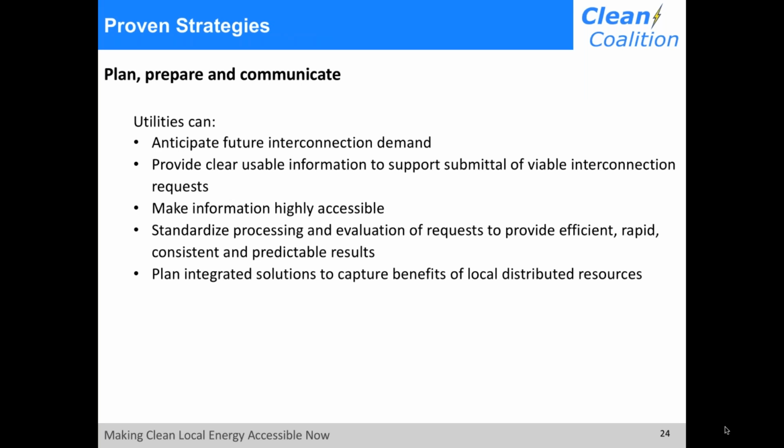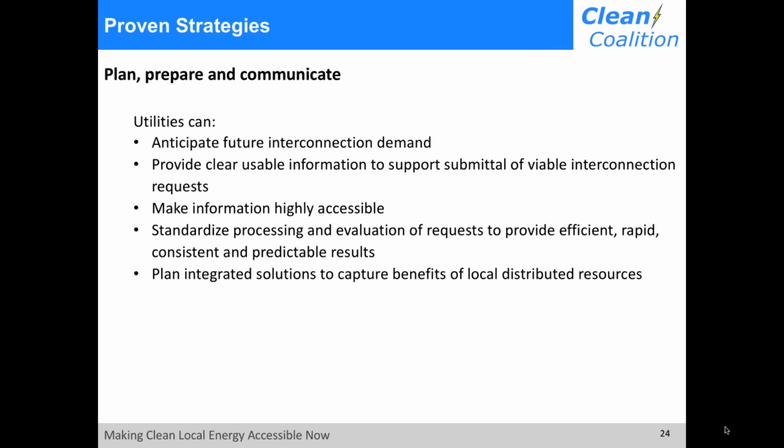Utilities can take effective steps to address or avoid hurdles faced in the application and review process by planning, preparing, and communicating. Utilities can anticipate future interconnection demand. They can design a flexible distribution grid to meet future uses and needs. They can provide clear, usable information to support submittal of viable interconnection requests. This includes maps and databases with accurate grid capacity info. They can make the information highly accessible, digital, online, linked, and searchable. They can standardize processing and evaluation of requests to provide efficient, rapid, consistent, and predictable study results, utilizing standard and objective criteria and moving toward automated analysis.